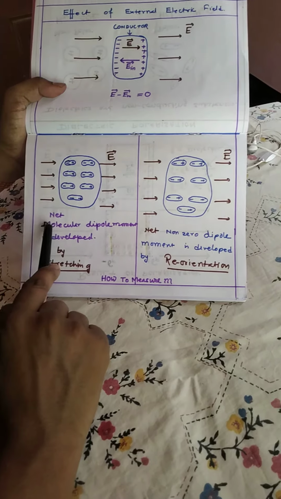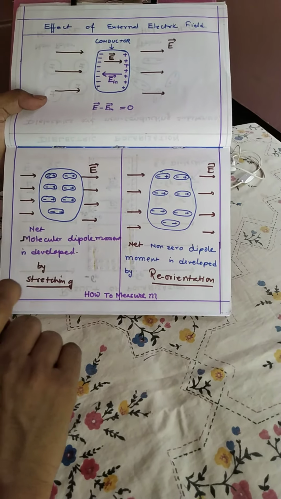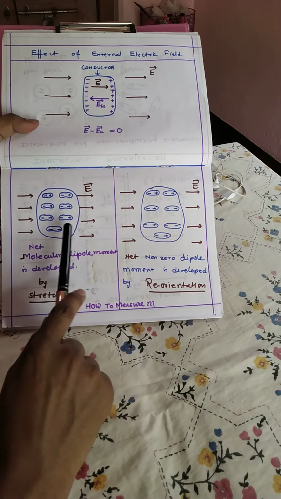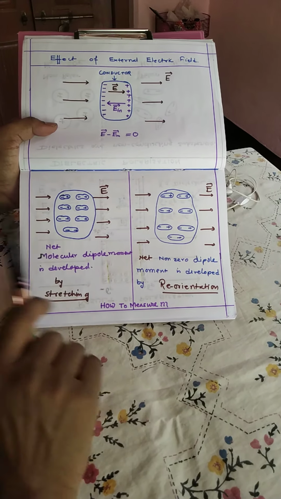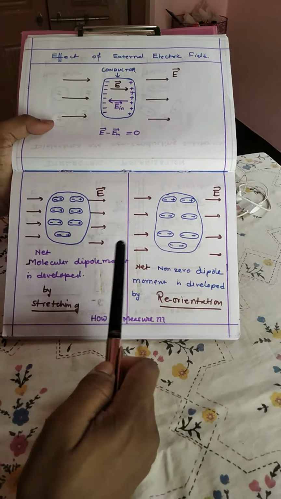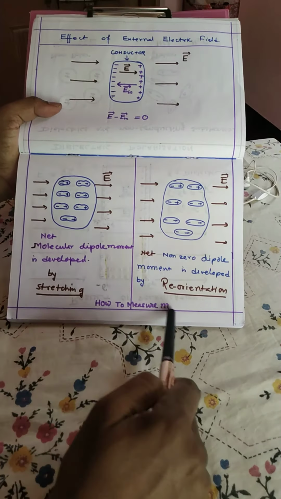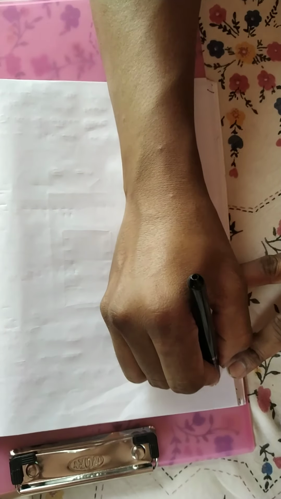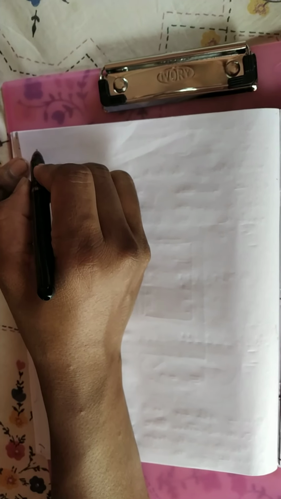Here also a net molecular dipole moment is developed. So what is the result of application of an electric field on a dielectric? Molecular dipole moment is developed. But how to measure this? What is the extent of this separation or development of the molecular dipole moment? How to measure this? Okay, let us discuss. This phenomenon is called dielectric polarization.